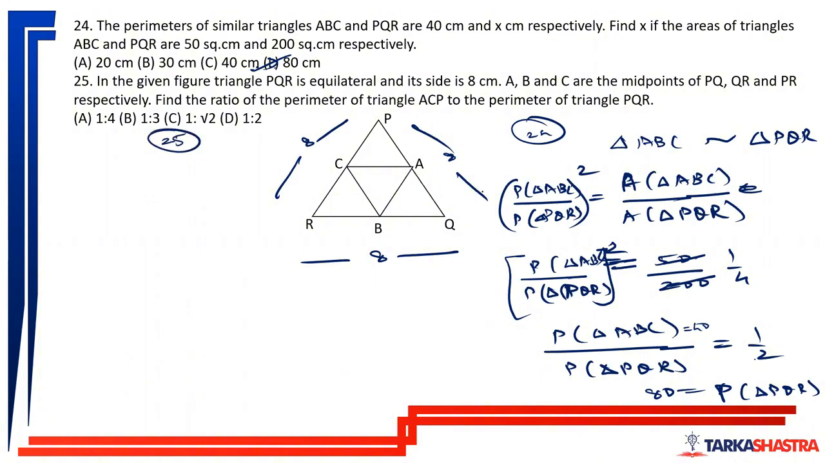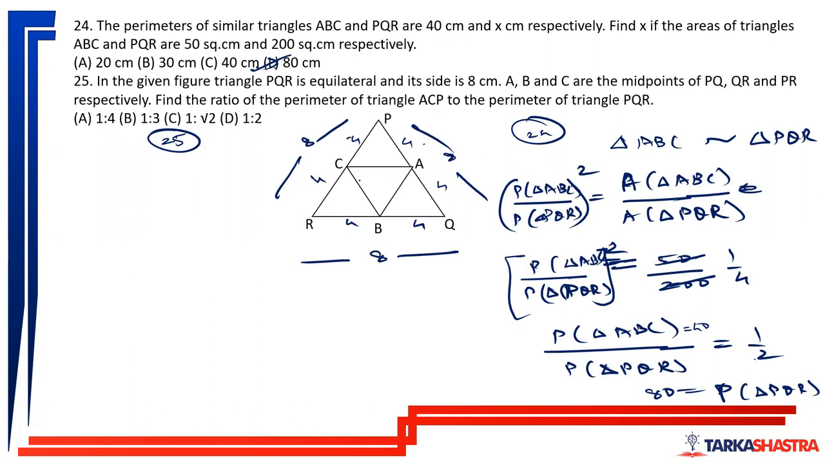A, B, C are the midpoints of the sides PQ, QR, and RP. Very easy. So this is 4, this is 4, this is 4, this is 4, this is 4, this is 4. Find the ratio of the perimeter of triangle ABC to triangle PQR.